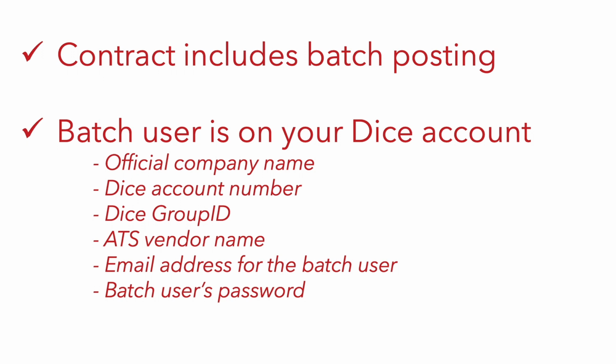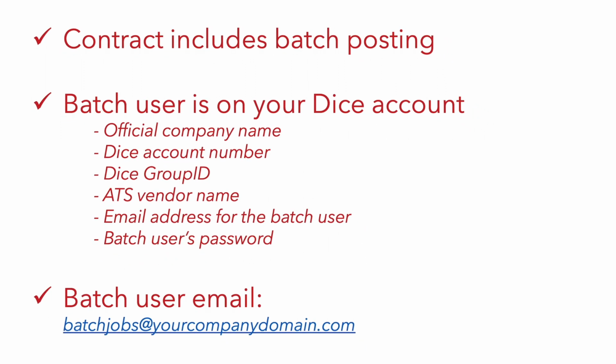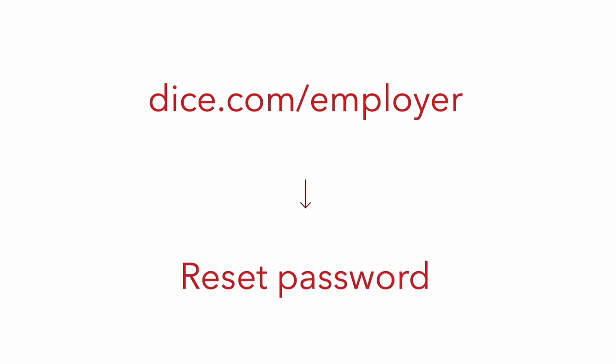You will need to set up your email and password for batch posting with your client success partner. This will be something along the lines of batchjobs@yourcompanydomain.com. The email address that we use for the batch user must be a real email address because you will need to use it to log into Dice via the dice.com/employer site and then set up a password. Keep this email address and password readily available while setting up the batch. If you choose to use the batch process to post your jobs, this will be the only way for you to add jobs onto your Dice account. You cannot manually post and batch post.